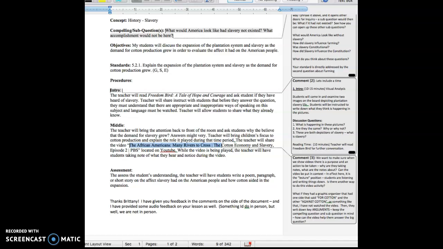And then your assessment. Your assessment is they're going to write a poem, a paragraph, or short story about how cotton expanded the need for slavery. And so if this is for your digital story lesson, you want them to create a digital story. And so they'll use a digital tool of your choosing to tell the story of how cotton influenced the expansion of slavery, which means they want to watch that video for examples or useful information that will help them tell that story.